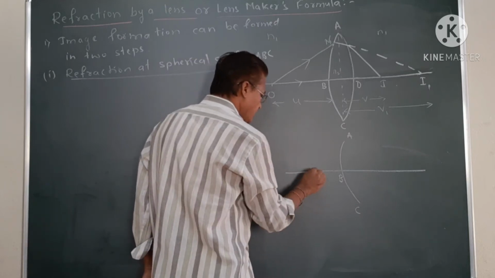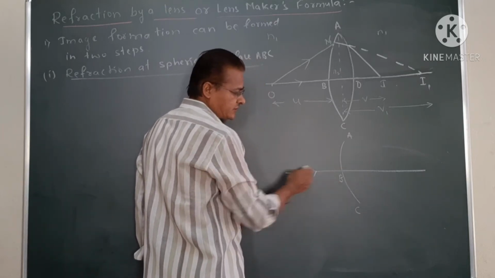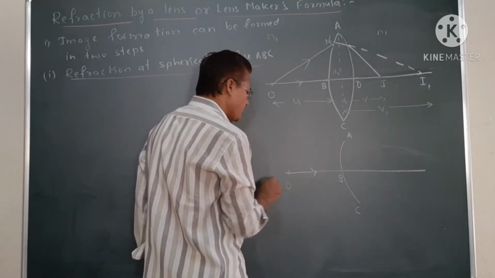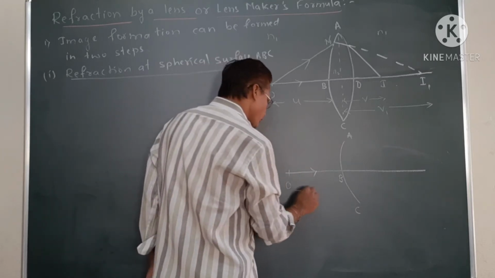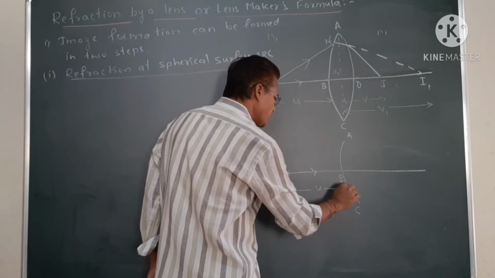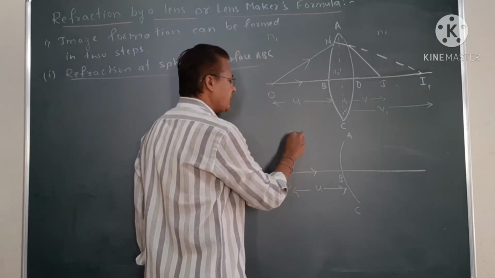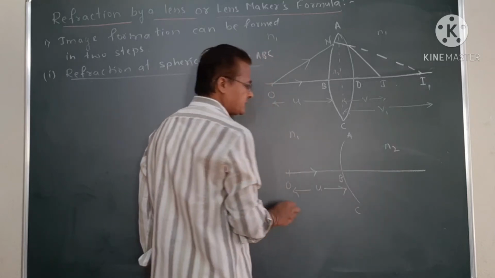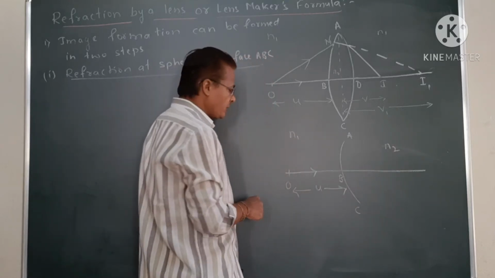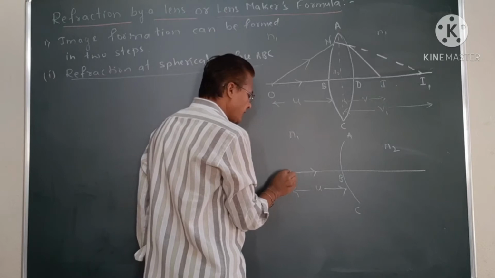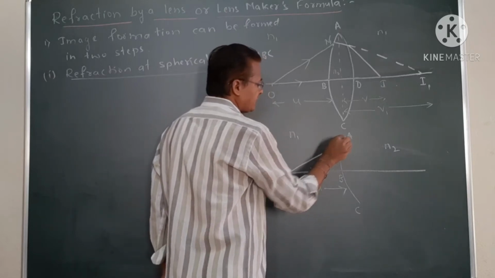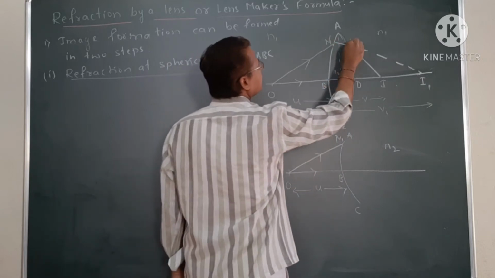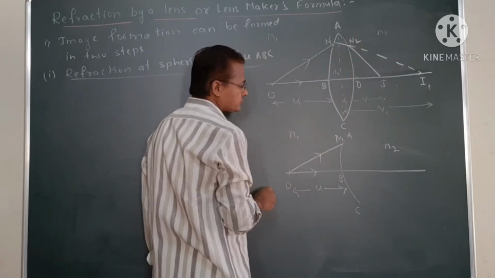This is the principal axis; the ray which passes along the principal axis is undeviated. Here the object is placed at O. From here we are going to see that this is N1. This one we are going to see is N2, the denser medium, so that medium we are going to call the denser medium. Now the ray passes and is emitted into the medium N1. So here we take N1, and this is N2.